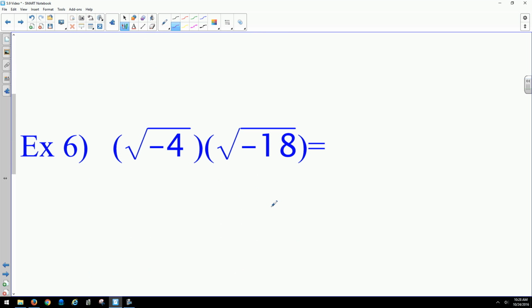Number 6, let me just remind you, say it one more time. You cannot follow the same rules as we do with real numbers because these are not real numbers. We're going to do imaginary numbers now. That doesn't mean they're not here. It just means that we just have to do it a little bit differently. And so I'm going to simplify each of these first and then multiply. So the very first thing I'm going to do is get that negative out of there.